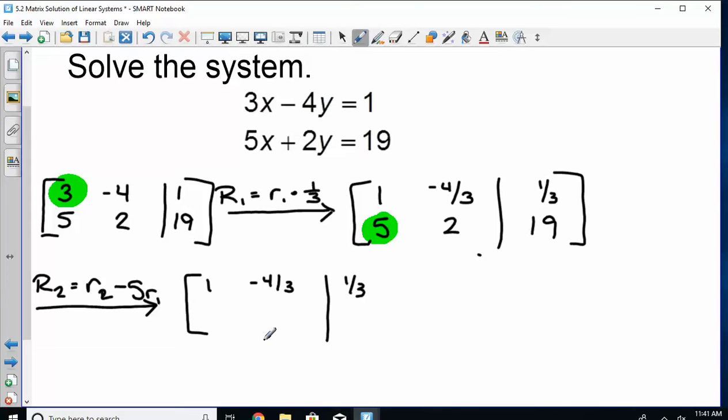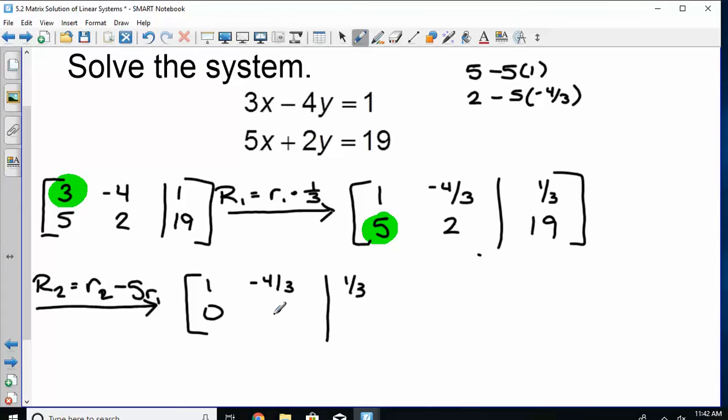Do I need to write it out, or can we talk through it? I may write it out for this example, you don't have to. Row 2 is a 5 minus 5 times the number in row 1. So 5 minus 5 times 1 is 0. Okay, moving over. We have a 2 minus 5 times negative 4/3. Again, keep the fraction. Don't give me a decimal.